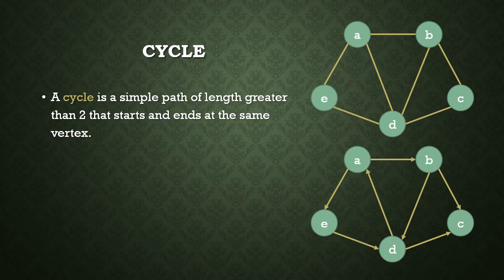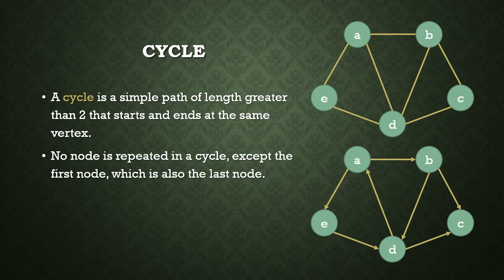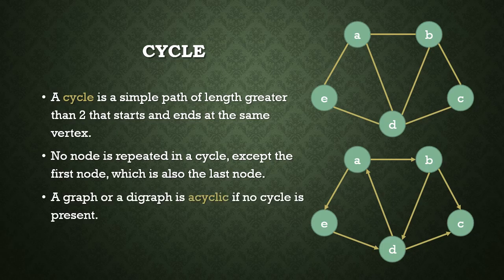Then notice that the cycle is a simple path. No node is repeated in a cycle except the first node, which is also the last node. A graph or a digraph is acyclic if no cycle is present.